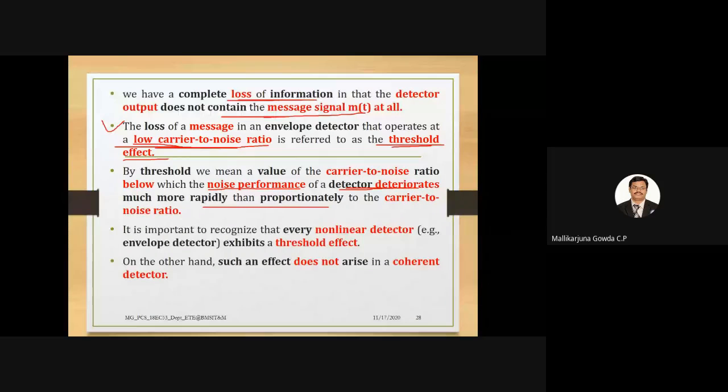Okay. So it is very, very important to recognize that every non-linear detector, meaning an analog detector, okay, we are using the diode as a non-linear element, right, will exhibit the threshold effect. Fine. So with this, I can say the analysis of noise with respect to AM and DSB-SC receivers is over. Okay. So the last component is FM. I think we'll take that in the next class.